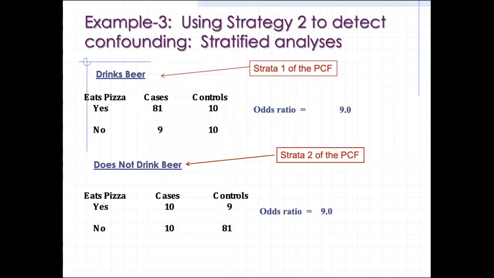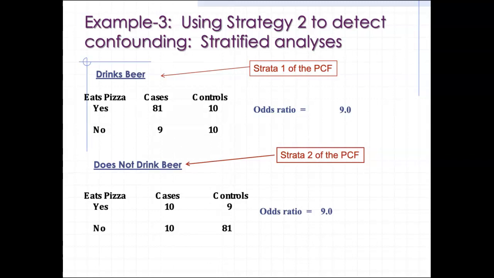So now I need to calculate an adjusted measure of association. My strata 1 odds ratio is 9. My strata 2 odds ratio is 9. Therefore, my adjusted measure of association, in terms of the relationship between eating pizza and having heart disease, adjusted for this drinking beer variable, is also going to be 9, because I'm going to take basically an average of my strata-specific measures. So the average between 9 and 9 is 9, and therefore I can conclude that my adjusted measure of association is going to be 9 for the relationship between eating pizza and having heart disease, adjusted for that drinking beer variable.